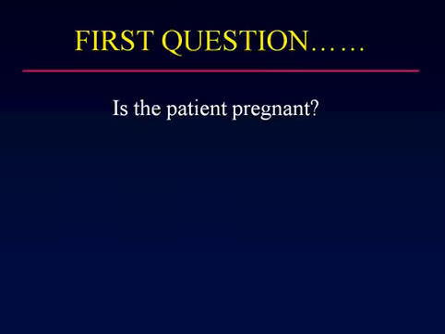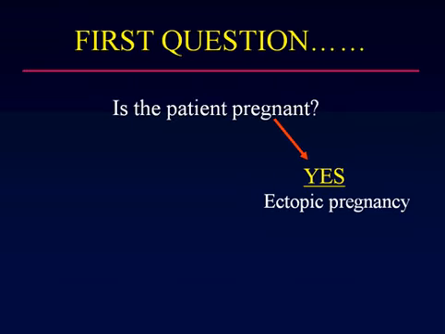The way that these patients present typically is with pain and vaginal bleeding in the first trimester. Whenever such a patient comes into the emergency room or the clinic with pain and vaginal bleeding, the first question that you need to ask is, is the patient pregnant? If the answer is yes, the primary thing that you need to exclude is whether or not she harbors an ectopic pregnancy.